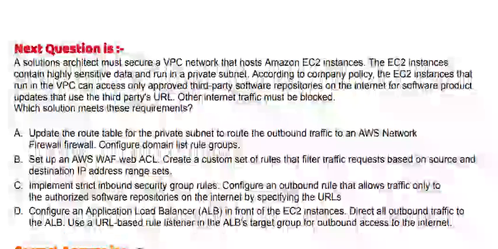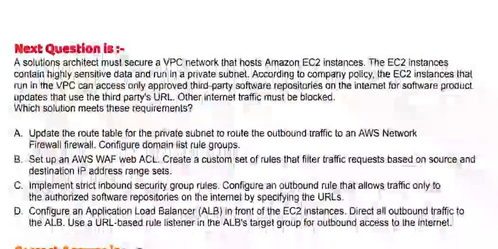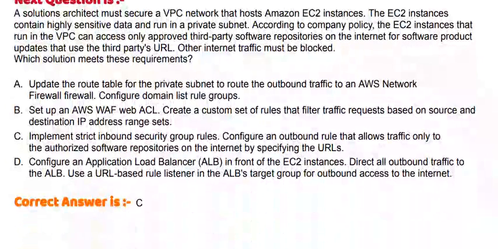And option D. Configure an Application Load Balancer in front of the EC2 instances. Direct all outbound traffic to the ALB. Use a URL-based rule listener in the ALB's target group for outbound access to the internet. And the correct answer is option C.